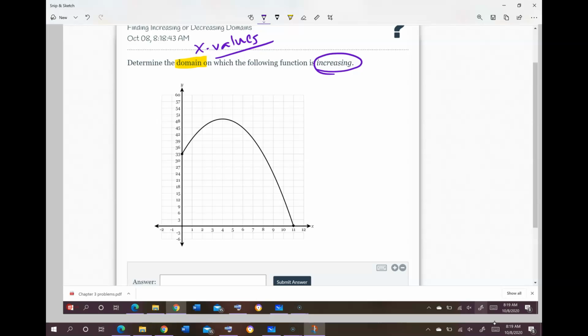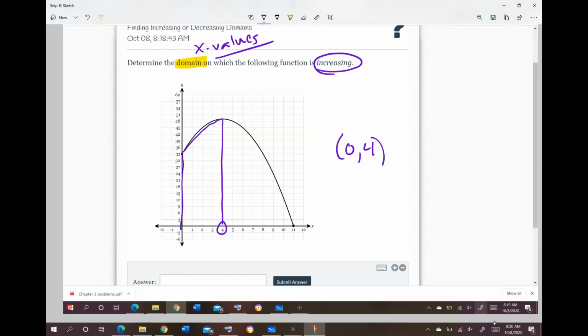So you've got to find where it's increasing. So where is it going up? Well, it looks like it's going up from here all the way to here. And where does this stop? This stops at 4. Now see that dot and it's not an arrow? Since that is not an arrow, we have to say that we're increasing from 0 to 4.